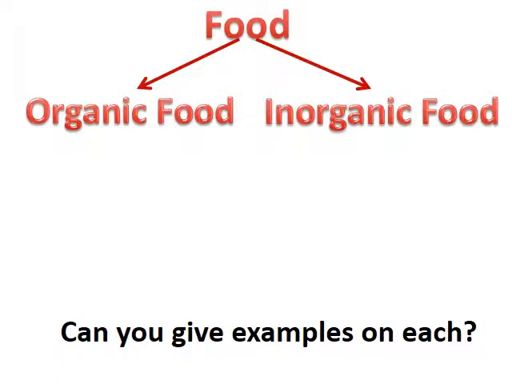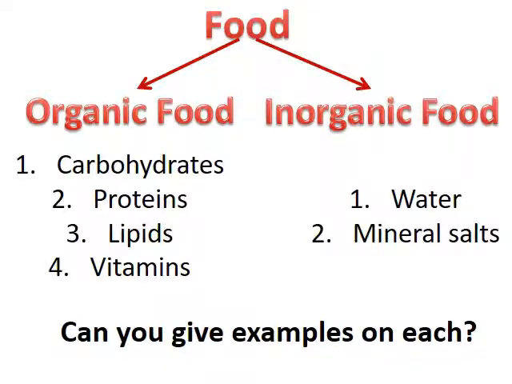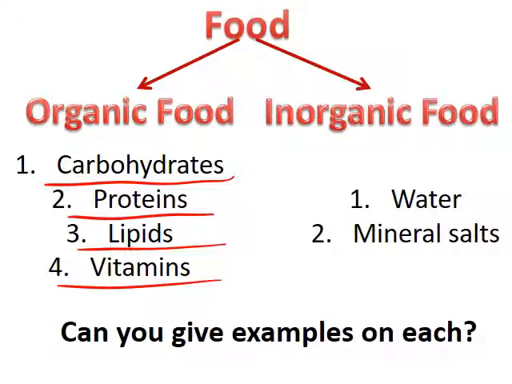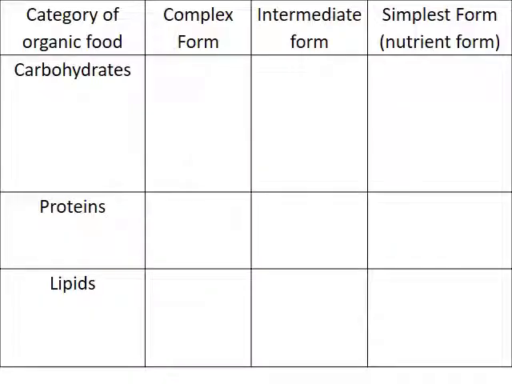Foods are divided into organic and inorganic. Examples of organic: carbohydrates, proteins, lipids, and vitamins, while inorganic: water and mineral salts. Let's move to this table. Category of organic food. We have mainly, while talking grade 9, carbohydrates, proteins, and lipids. I'm going to talk about the complex form, the intermediate, and the simplest form in the coming slides.